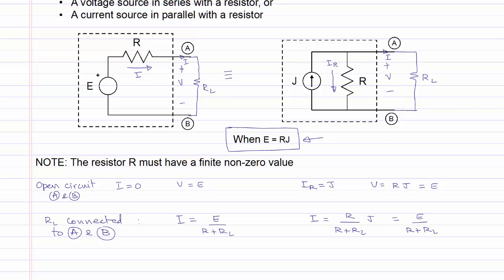To conclude, no matter what we connect between the terminals A and B, we will get the same voltage and current at these two terminals between the two circuits, and hence they are equivalent. To summarize source transformation, we are converting a voltage source in series with a resistor into an equivalent current source in parallel with the same resistor, and these two circuits will have identical behavior at the terminals A and B regardless of what is connected to the terminals A and B.